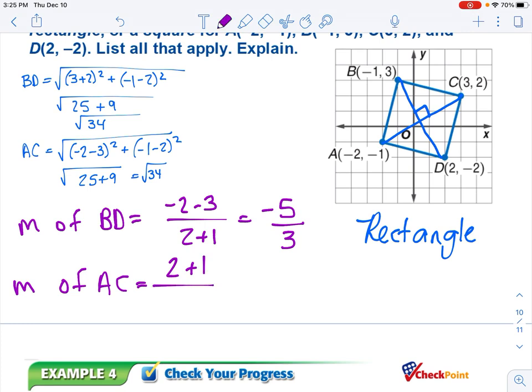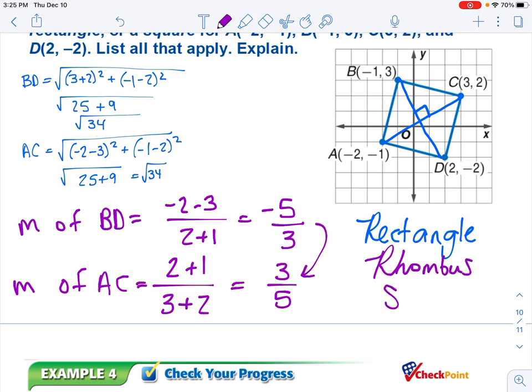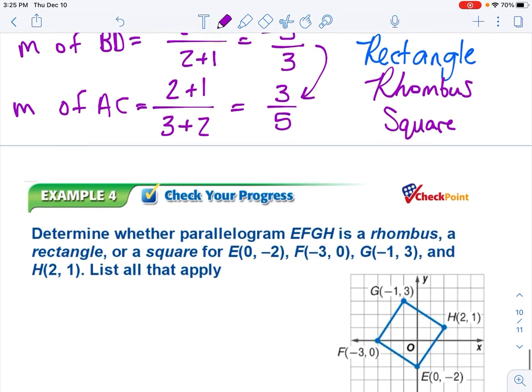Oops, sorry. There we go. Y's first. I got ahead of myself, sorry. There we go. So these are opposite reciprocals, so we know it's also a rhombus. And then if it's both of those, then it is also a square. Okay? We're going to try one more.